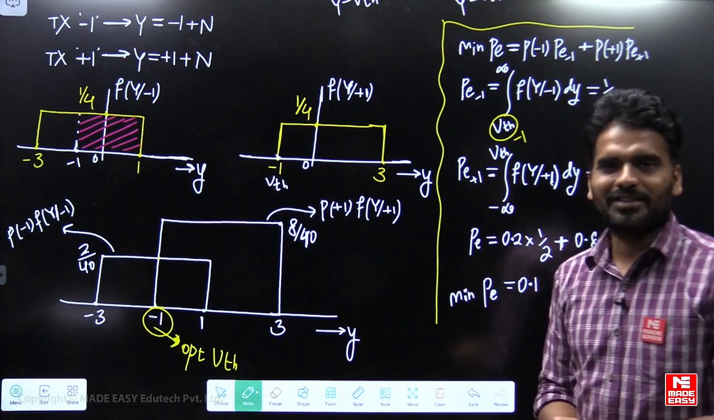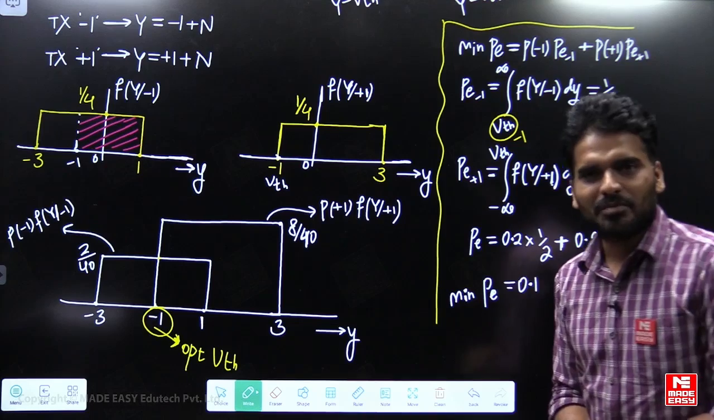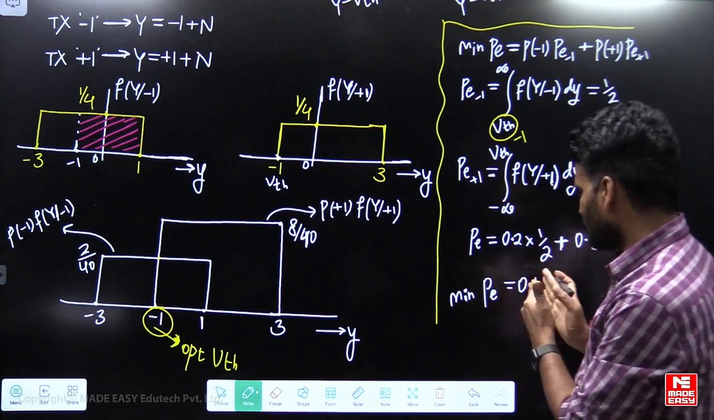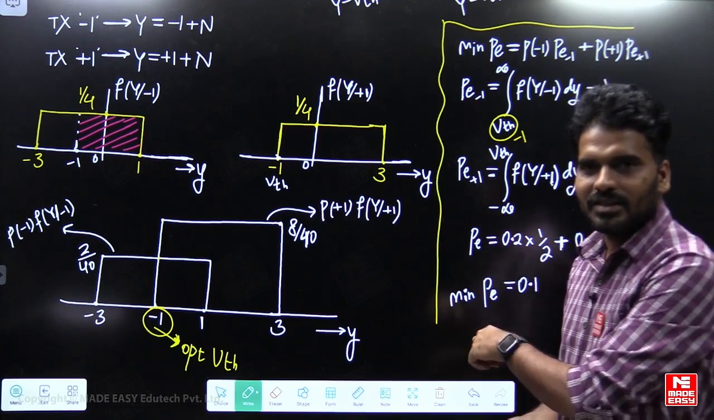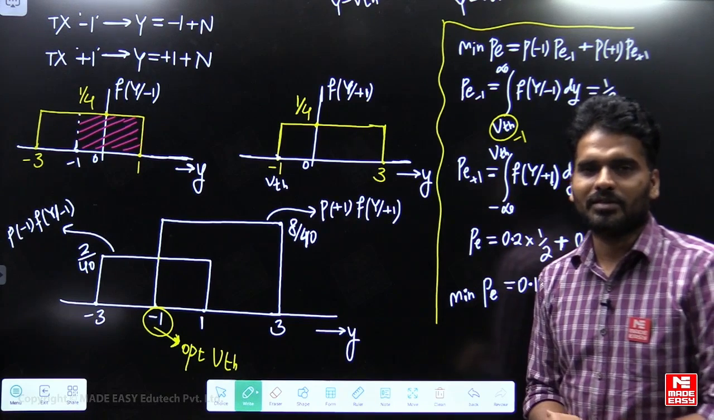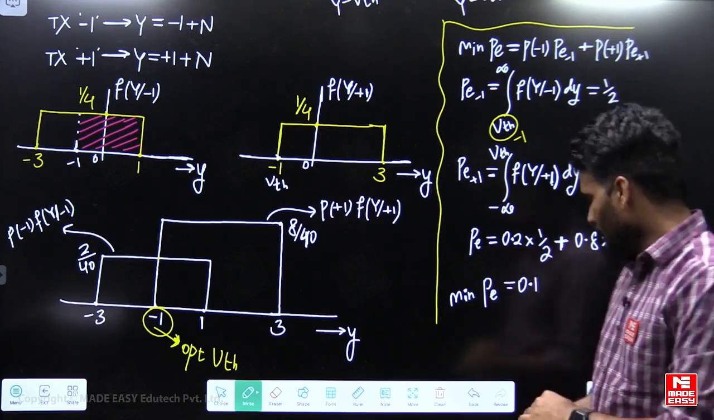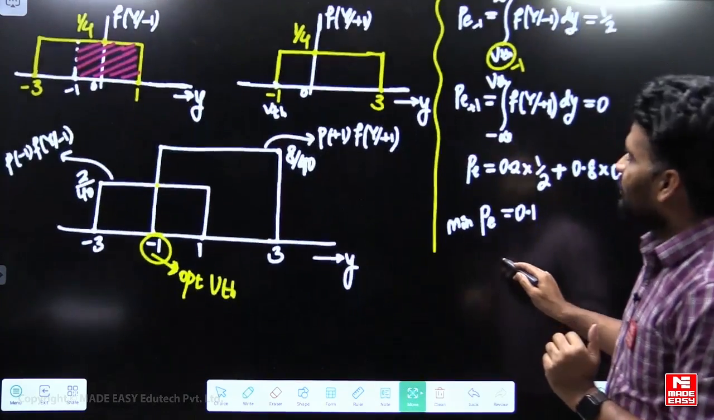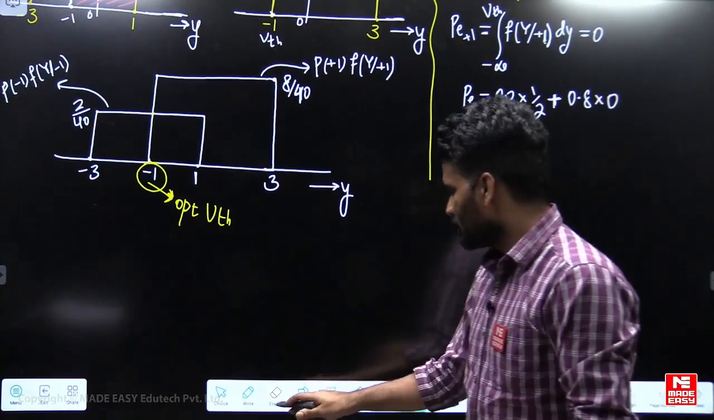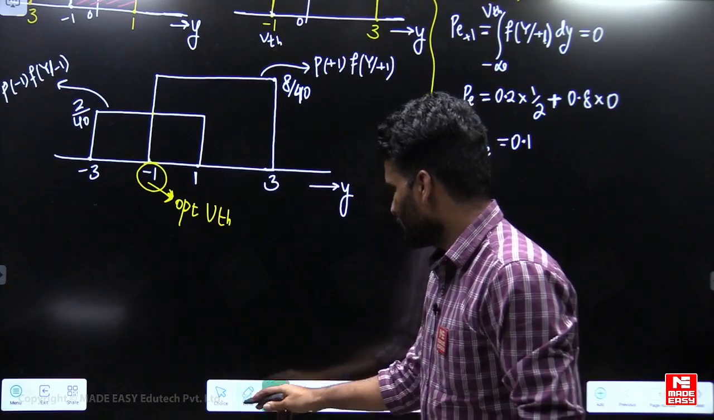Why am I saying this is the minimum probability of error? Because we computed this probability of error with the optimum V threshold. So definitely this probability of error will be the minimum probability of error. Okay. Yes, this is the answer. And you can do this question in method 2 also, and this will be a shortcut for you.